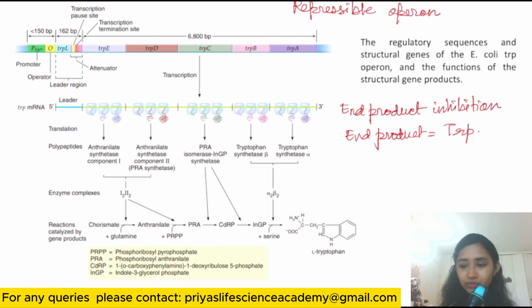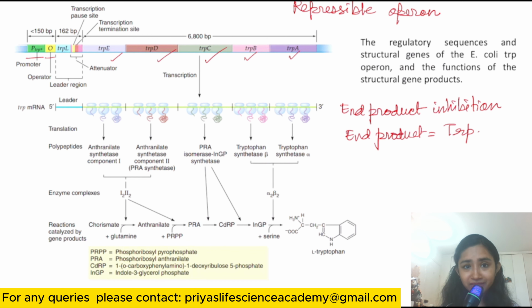Now, coming to the main structural part of the operon, you know that an operon contains many genes together, and it is under the control of a single promoter operator region. In the case of the TRP operon, you can see trpA, trpB, trpC, trpD, trpE. Five structural genes are under the control of a single promoter operator region. So this is the concept of the operon. I hope you remember now.